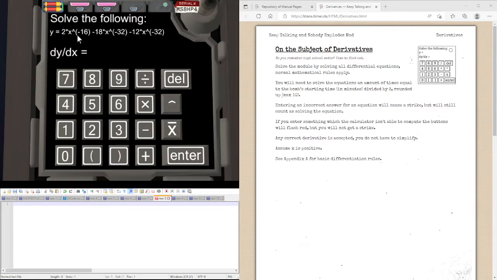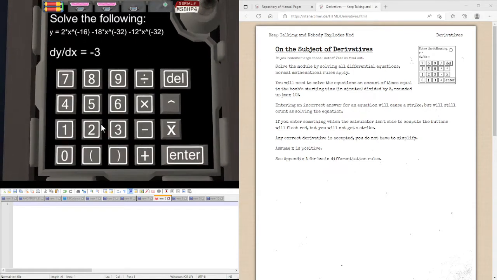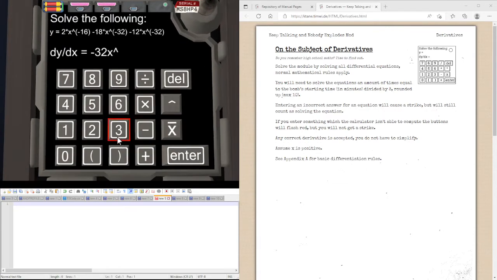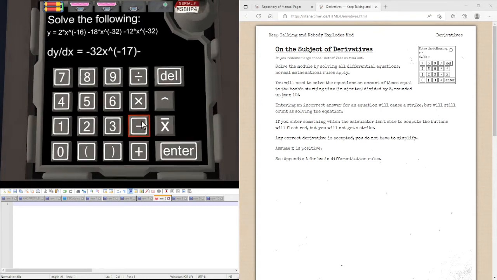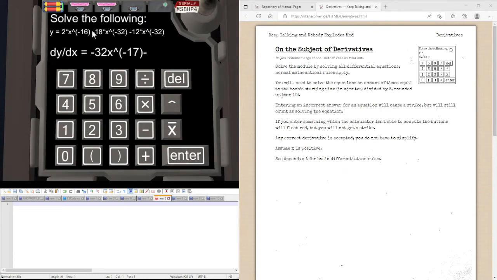So this is our second answer, if I haven't done a stupid. Okay. Third one. 2 times negative 16, we have negative 32. X to the power of negative 17. Take away negative 18 times negative 32 is the same as 18 times 32, which is 576. And we're going to be adding that. X to the power of negative 33.